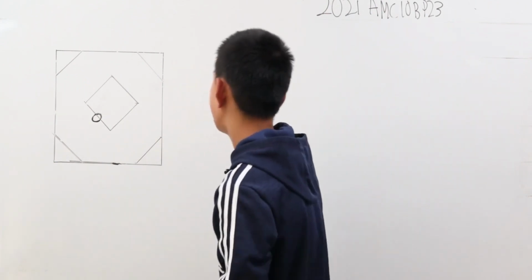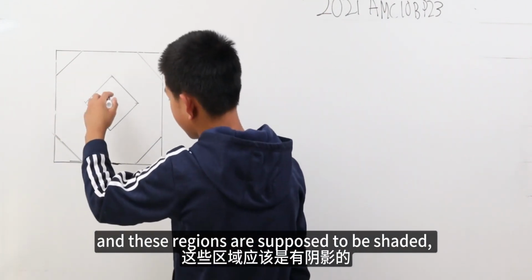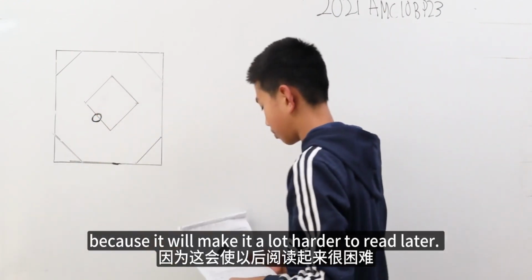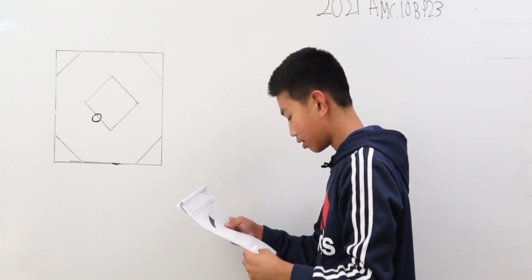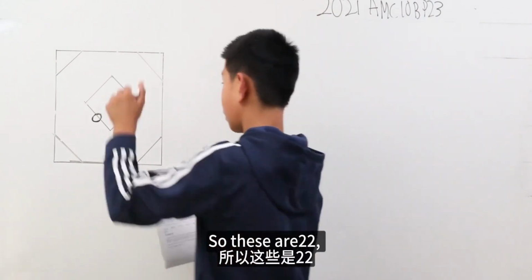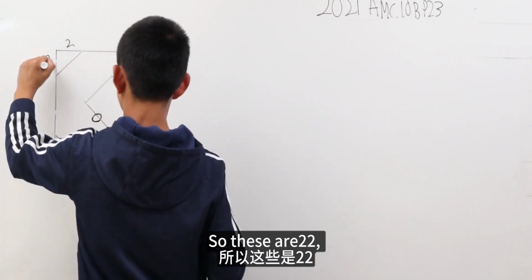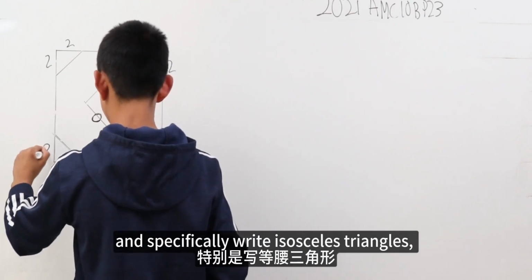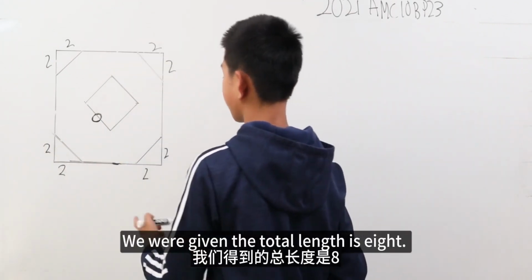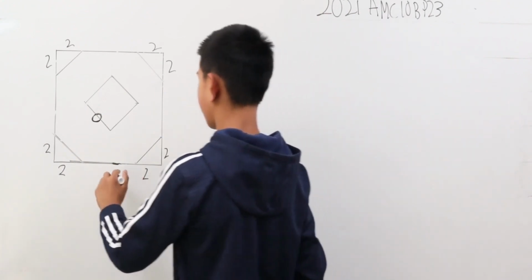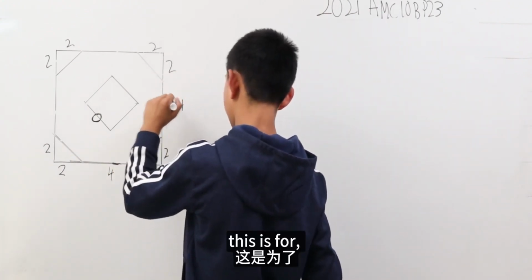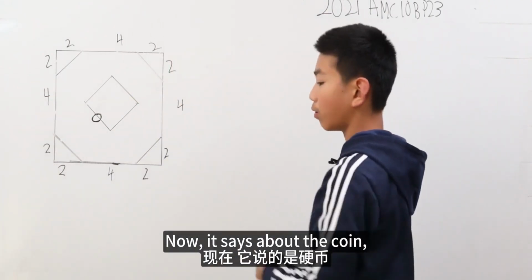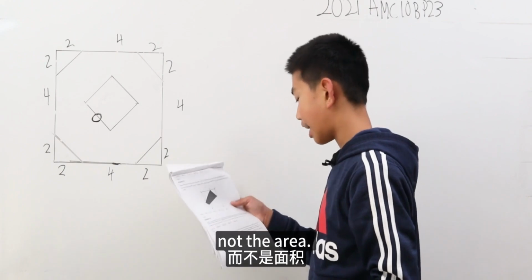Well, I have drawn this out, and these regions are supposed to be shaded, but I didn't shade them in because it will make it a lot harder to read later. What are we given? These are isosceles triangles, and specifically right isosceles triangles because this is a square. We were given the total length is 8, so therefore this is 4, this is 4, this is 4, and this is 4.